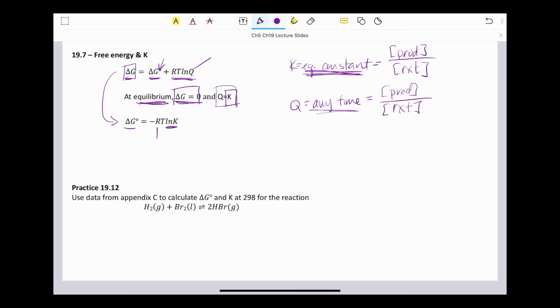You should have written down that R is our universal gas constant, 8.314 joules per mole Kelvin, and K is this same K over here, and G is the same G we've been talking about.